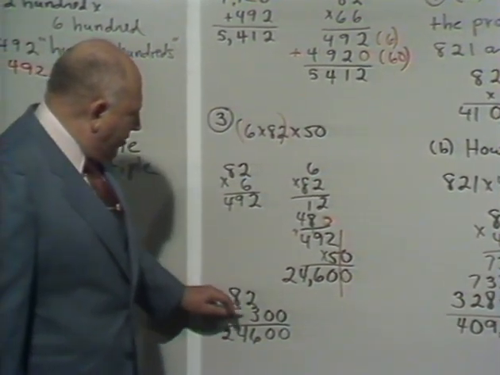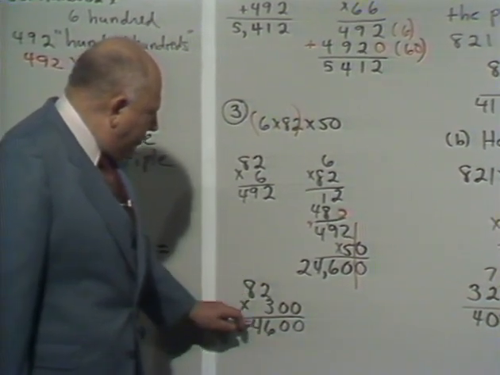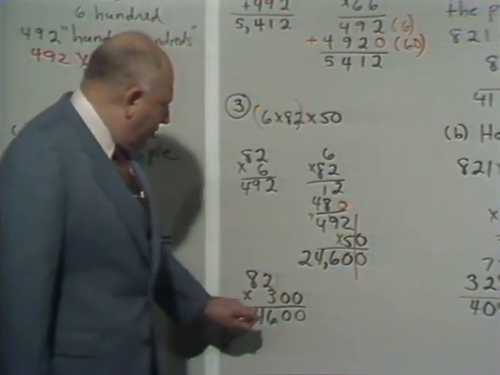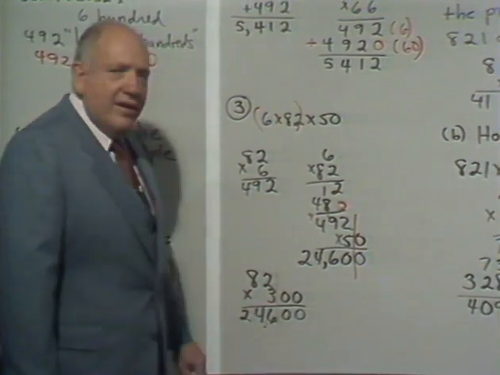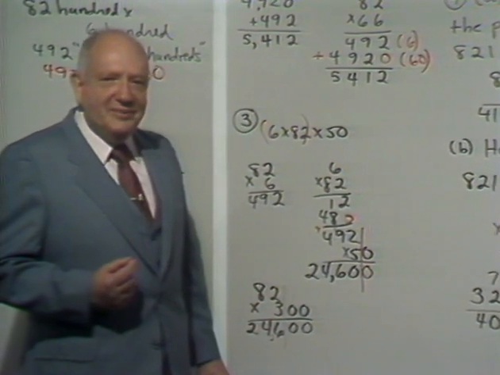See, 82 times 300, 82 times 3, 3 times 2 is 6, 3 times 8 is 24. You see, that's 246. Now I annex the 2 zeros, and there's my same answer, 24,600. Are you starting to get the feel of this okay?